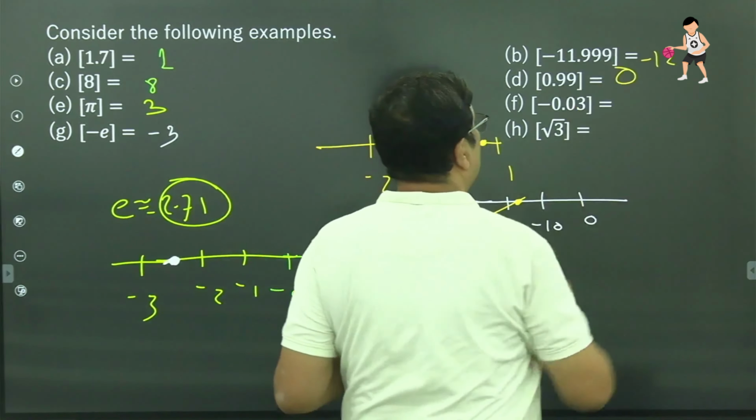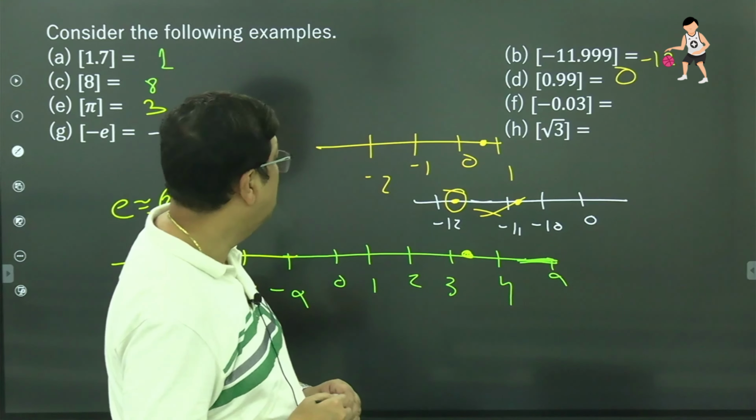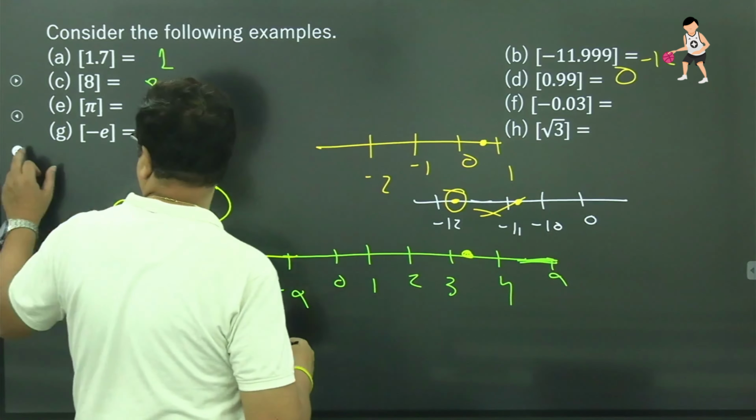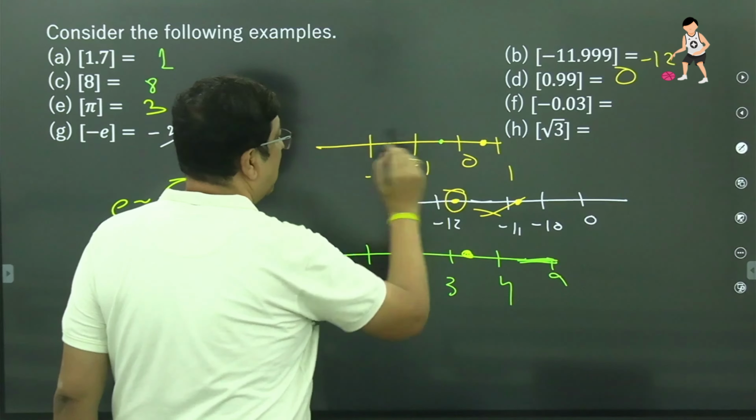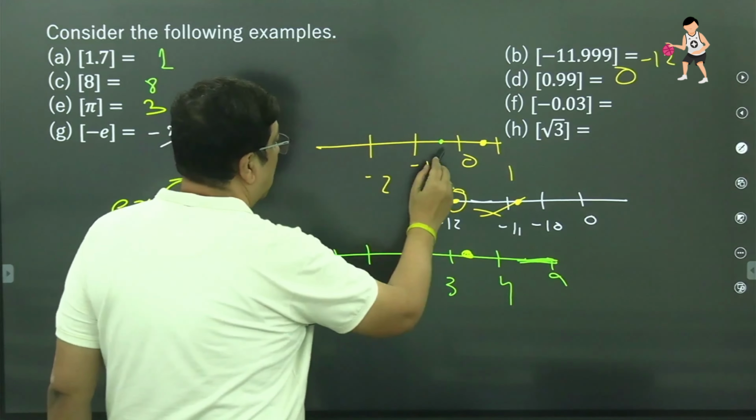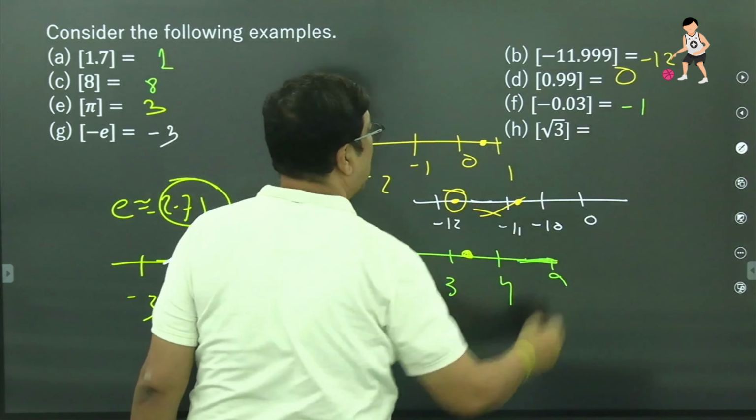So we have to think, everybody, it is really confusing. Whenever you are getting confused, draw the number line. Number line means the x-axis, the real axis. Okay, so minus 0.03. Let's see what minus 0.03 is. It is located somewhere here. So its box value is minus 1.